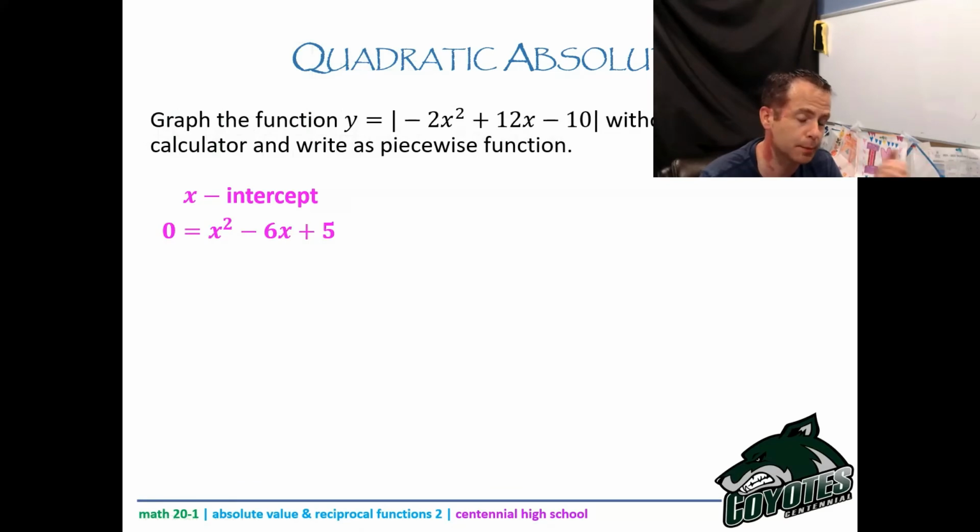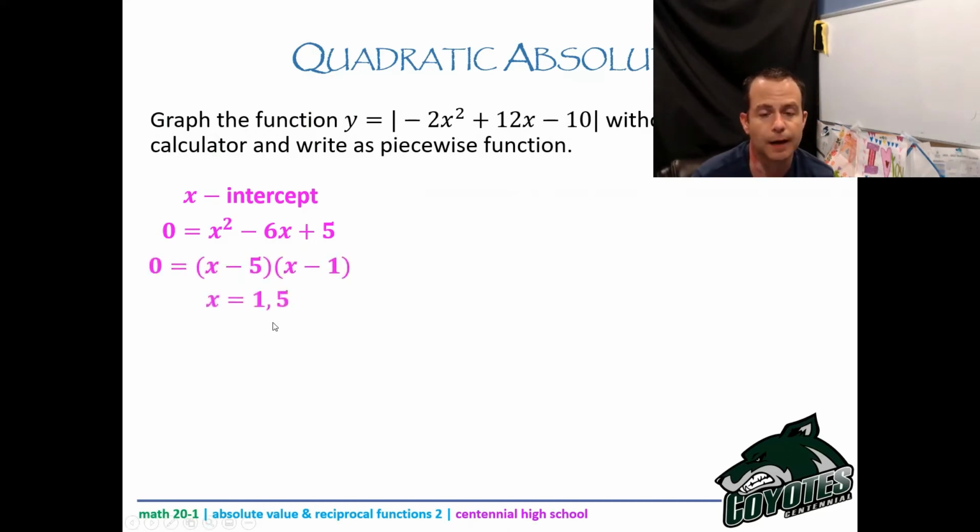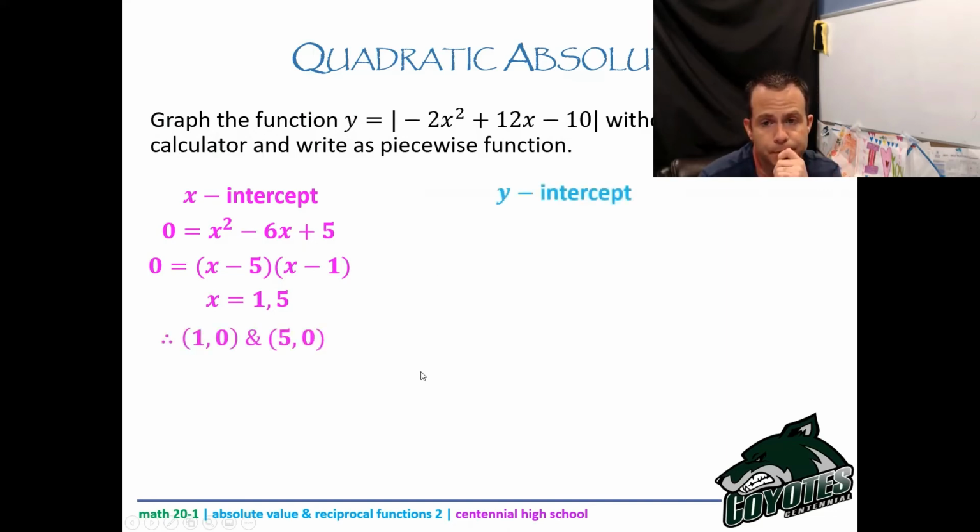Looking for two numbers that multiply together to give me 5 and add together to give me negative 6. So that would be negative 5 and negative 1. So x equals 1 and x equals 5. Then the y-intercept will be at 0, 10, because it will have to be the absolute value when I plug 0 in here. So when I plug 0 in for x, I would get out the absolute value of negative 10, which would be positive 10. Okay.